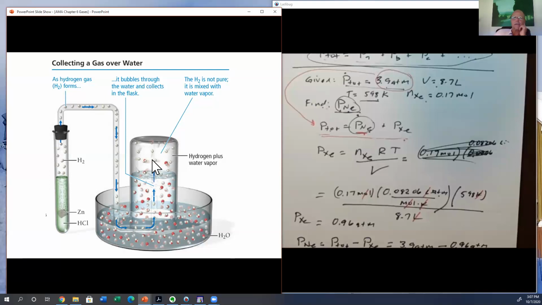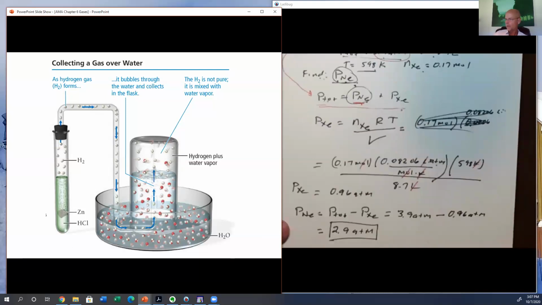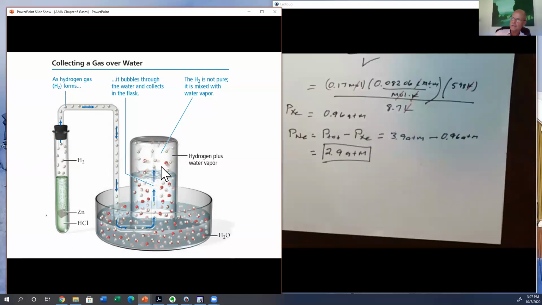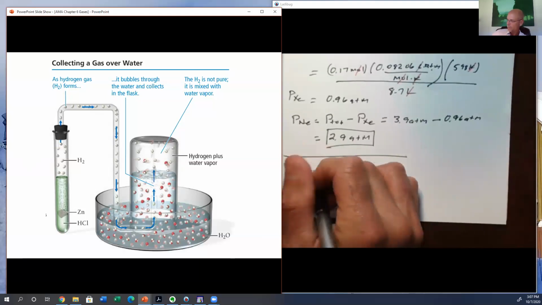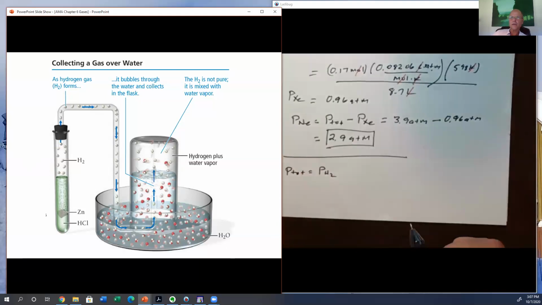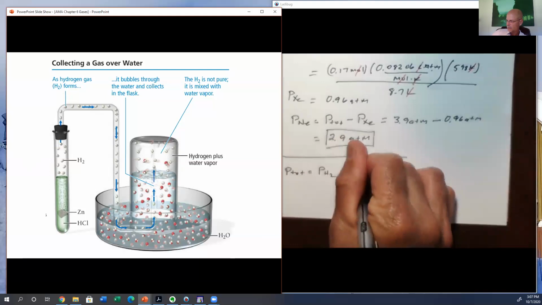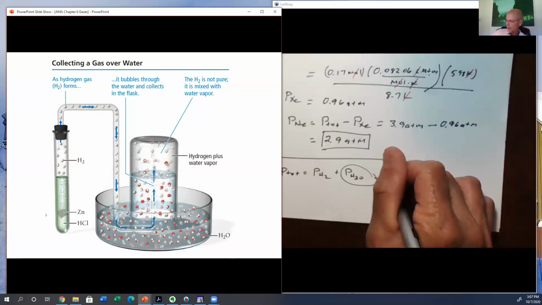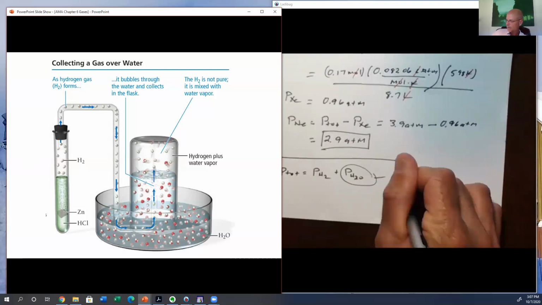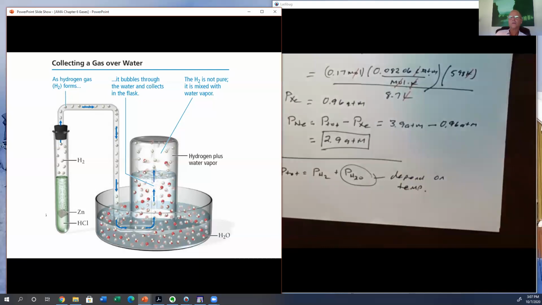That's called collecting a gas over water. The problem is when you collect a gas this way, you not only have the gas that you're trying to collect, in this case hydrogen, you also have some water vapor. The total pressure of the gas in here is going to be equal to the pressure of the hydrogen, which is the gas you're trying to collect, plus the partial pressure of water. And the partial pressure of water will depend on what temperature you're collecting it at.